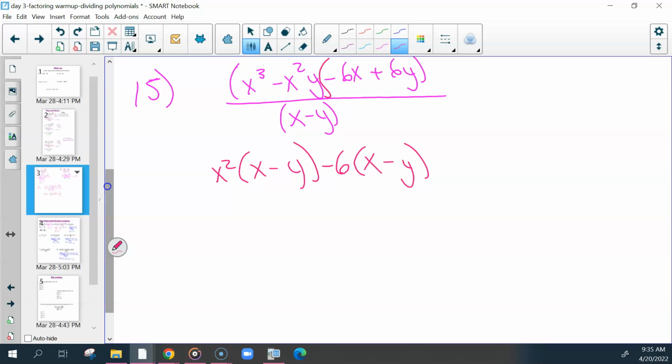Why would it be minus? Because we're dividing, we already took out the negative. So it'd be 6y divided by negative 6, which would give us negative y. So our factors would be x squared minus 6 and x minus y, over x minus y. What would our final answer be? X squared minus 6.